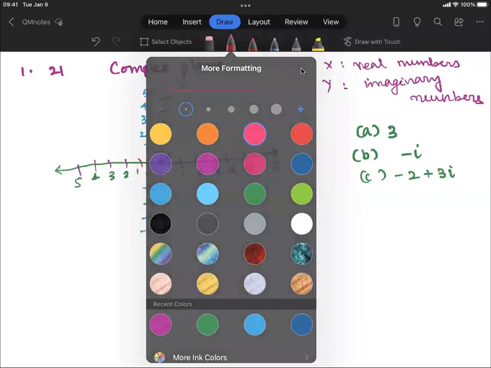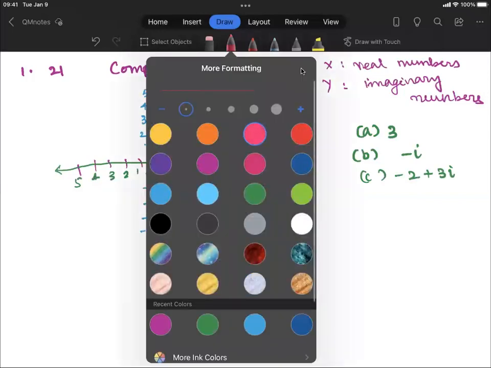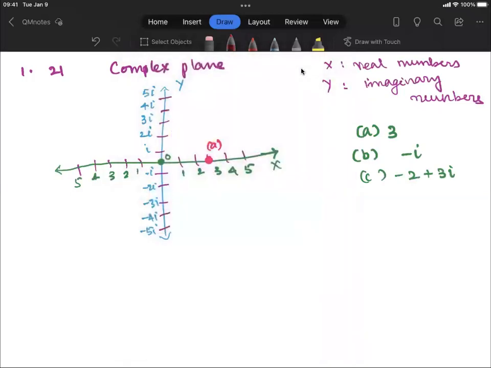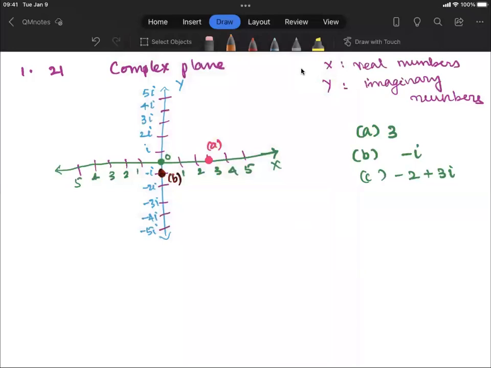So let's plot them. Number A is just 3, so it's going to be this point. That's going to be number A on the x-axis. Number B is negative 1. So that's going to be here. It's number B. And number C is negative 2 plus 3i.